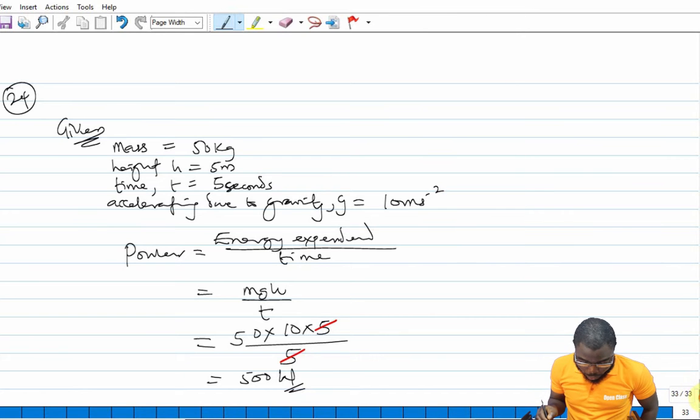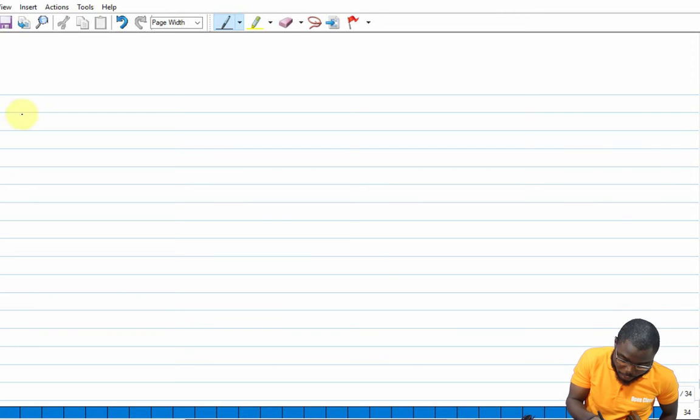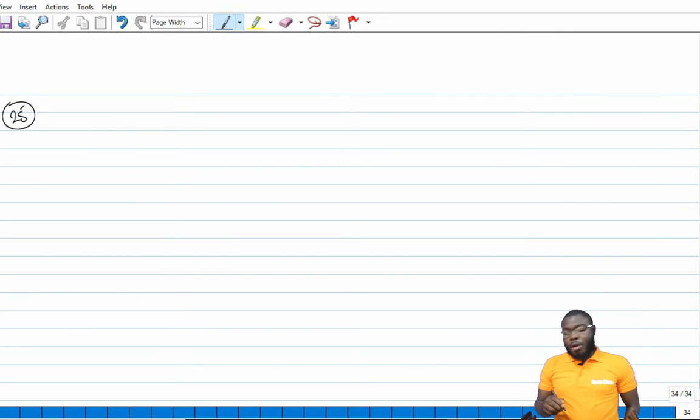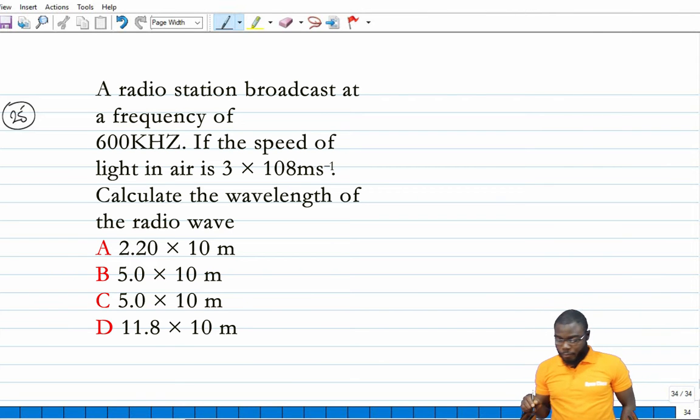Question number 25 now. We have a radio station broadcast a frequency of 600 kilohertz. If the speed of light in here is 3 times 10 raised to 8 meter per second, calculate the wavelength of the radio wave.